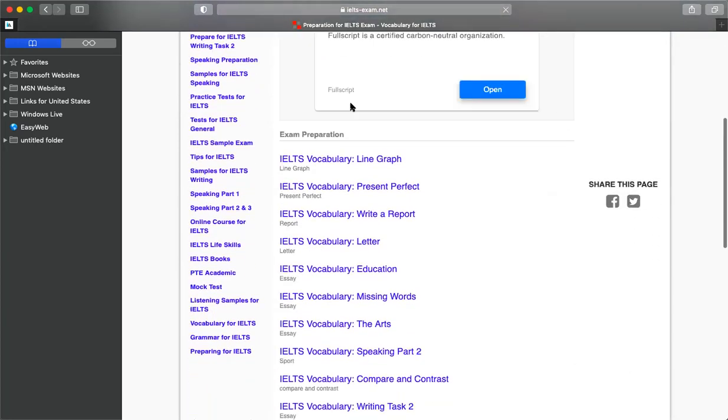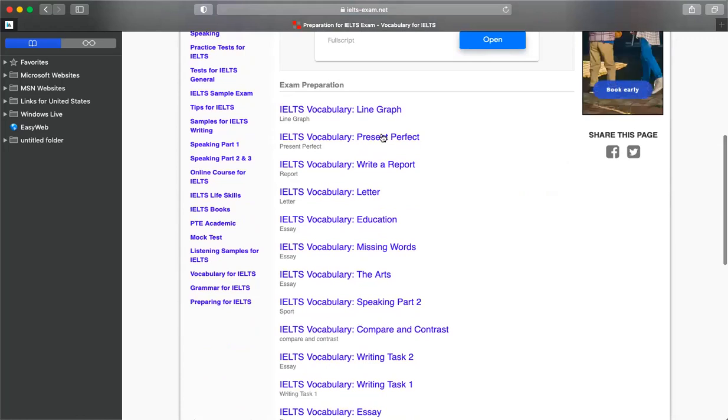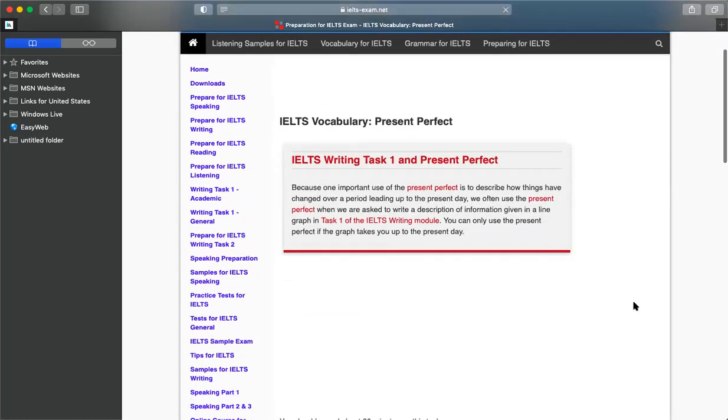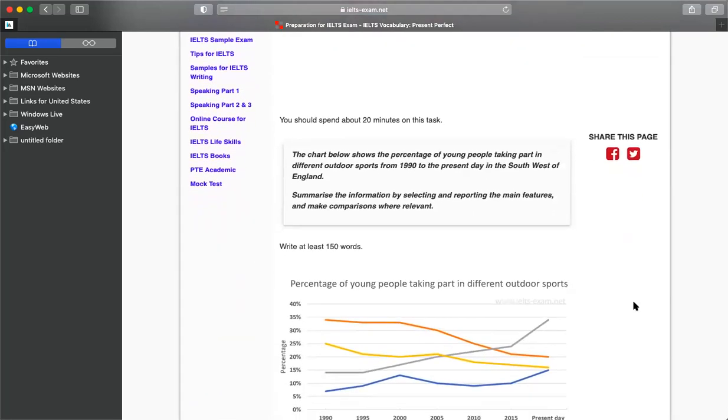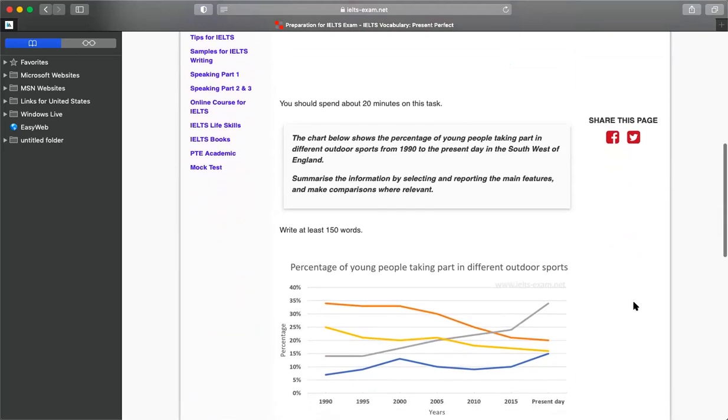I also take you to another term. The second part of the vocabulary is present perfect. Present perfect is one of those grammar tenses that are absolutely interestingly popular in present communication, in your speaking section, as well as your writing task 2.